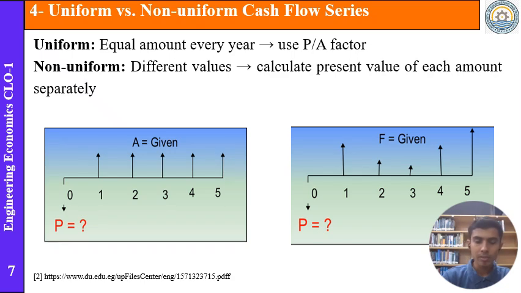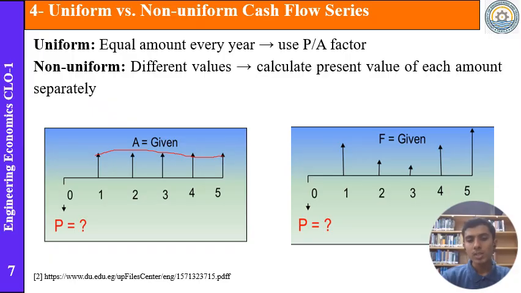If we look at the very first figure, the amounts throughout the years are the same, which means this represents the annual amounts. All these values can be considered as the A amount, and we can utilize the P by A formula to find the present value of all these amounts.